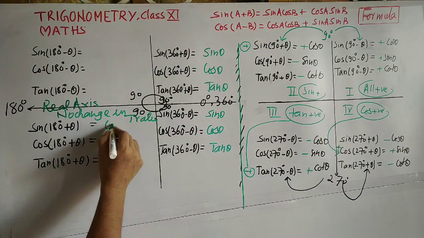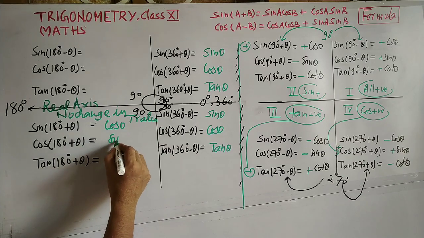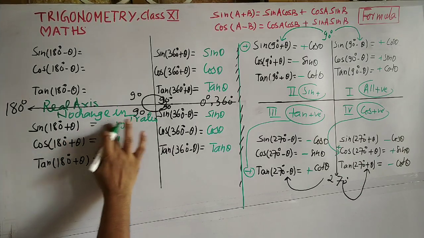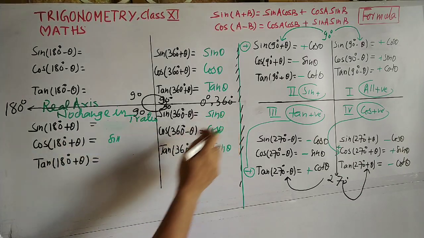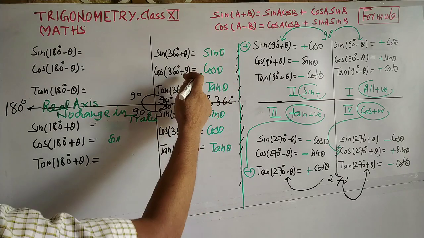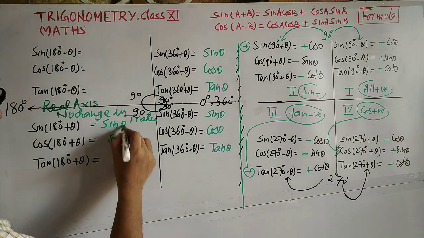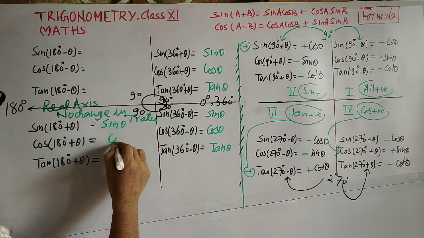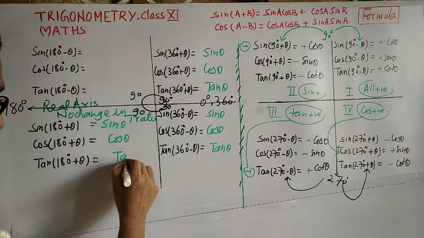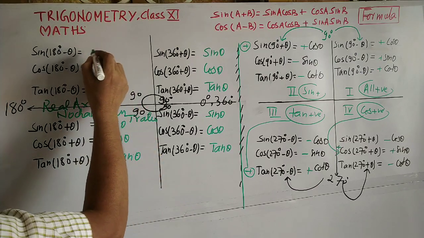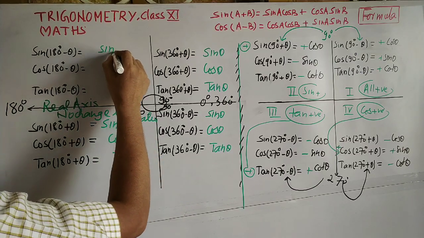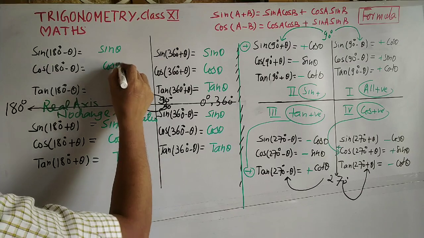Sine becomes sin theta, cos becomes cos theta, tan becomes tan theta. No change. Sine, cos, tan, again no change in trigonometric ratio.